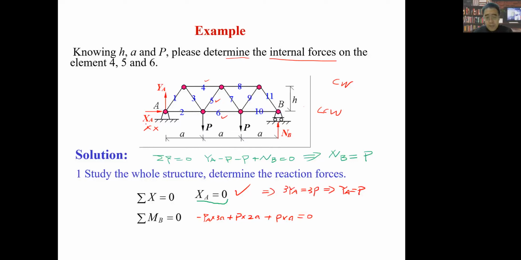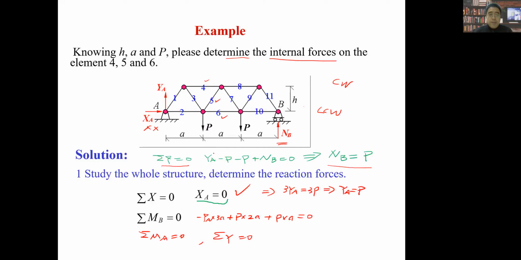And the final one is what we have left. Yes, we should find the magnitude of NB. Actually, we can use sigma MA equal 0. We can also use sigma Y equal 0, because for XA and YA, we also know their magnitudes. So you can see we use this sigma Y equal 0 here. So we have YA minus 2P plus NB equal 0, right? So you can find NB equals 2P minus YA. YA is 1P, so actually NB equals P.